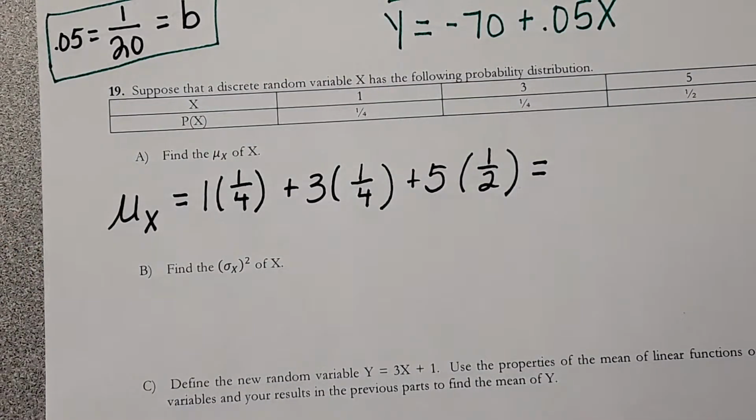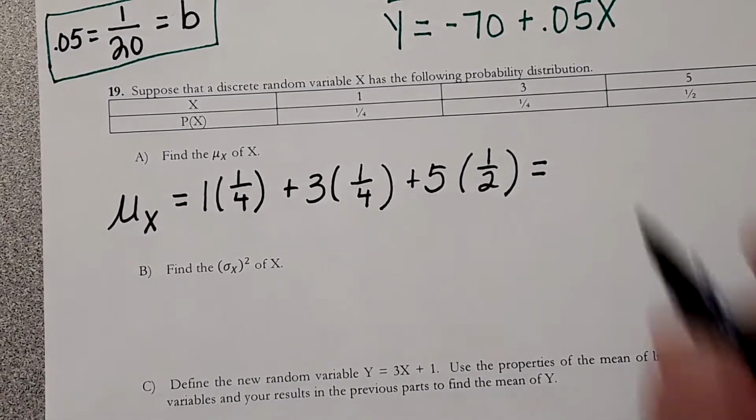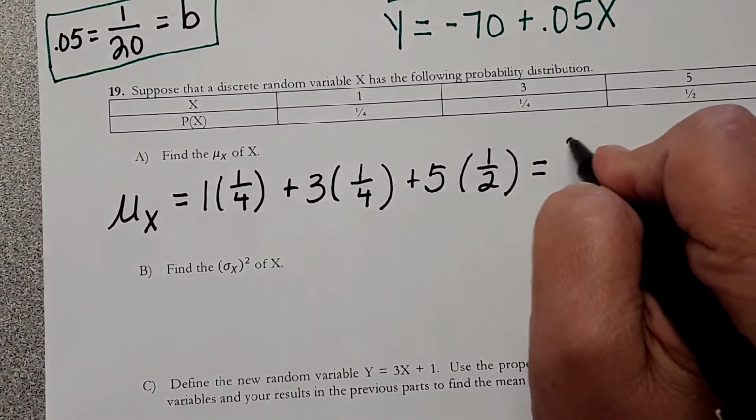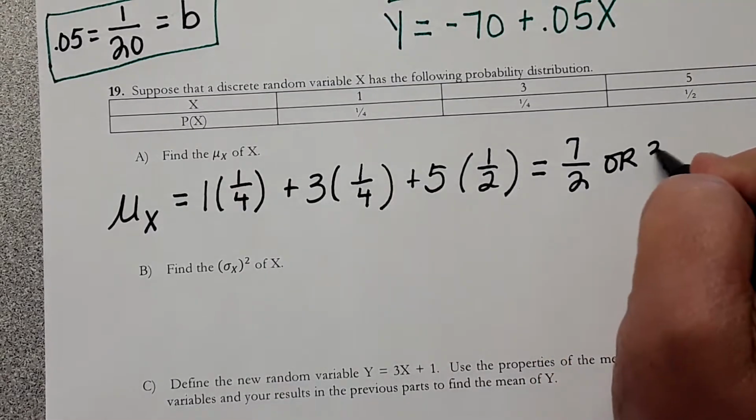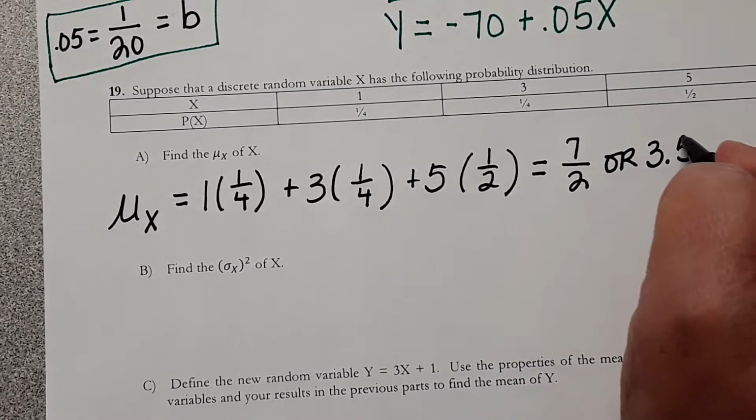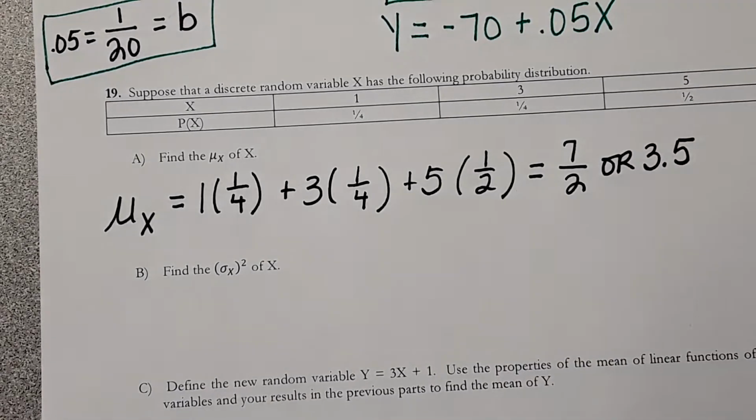And then what did you get? What? So you got 7/2, 3.5. Okay.